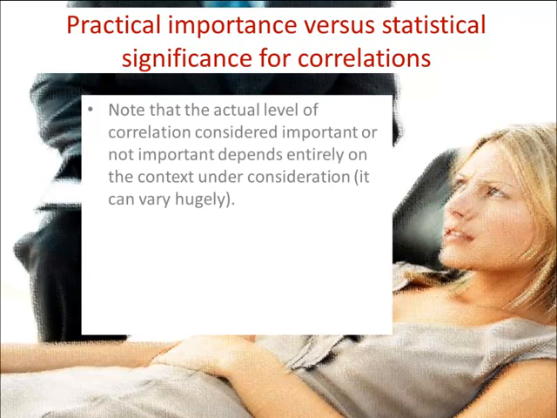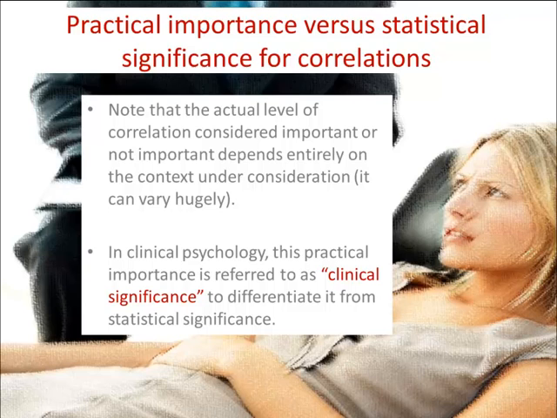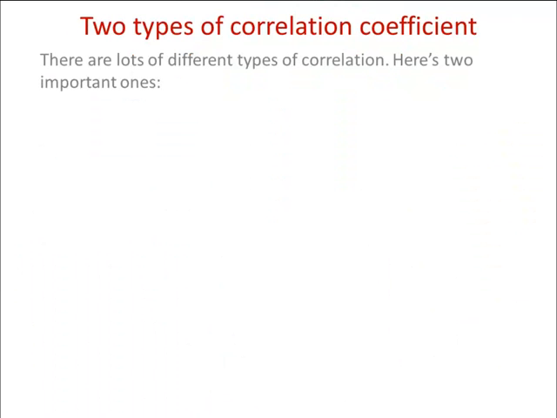We can't actually provide any rules of thumb as to what counts as important or not important overall, because this depends entirely on the very specific context, so you have to do this on a case-by-case basis. But in clinical psychology, this is what I've been calling practical importance. You'll often see it referred to in the literature as clinical significance to differentiate it from statistical significance.